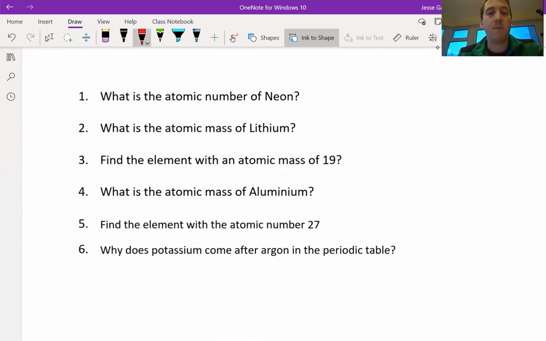What is the atomic mass of lithium? The atomic mass of lithium. Well, the atomic mass is the bigger number. So for lithium, this would be 7. Well done, if you got that right.